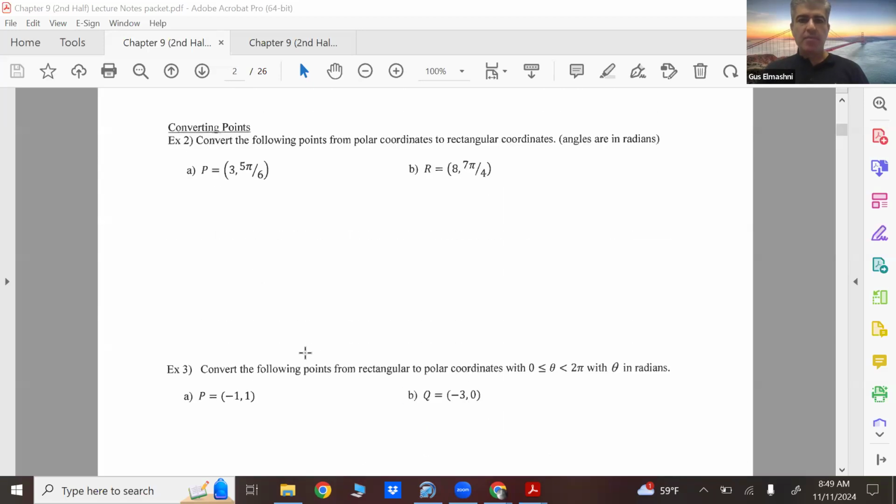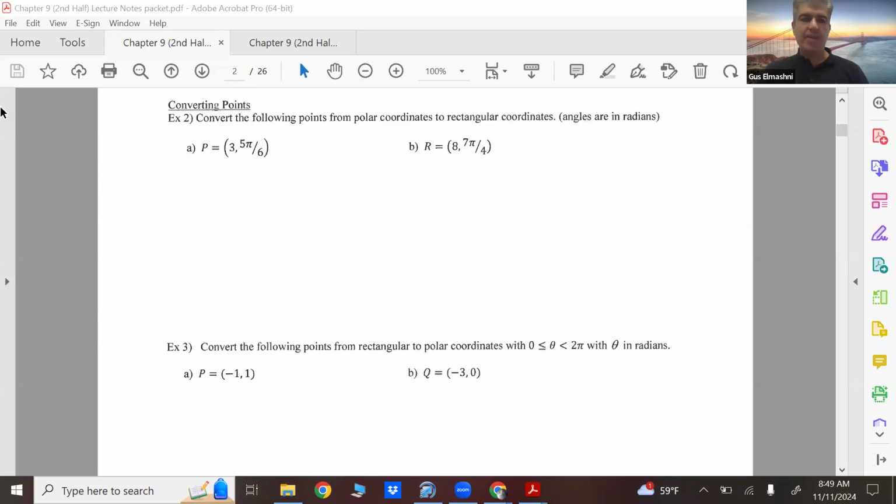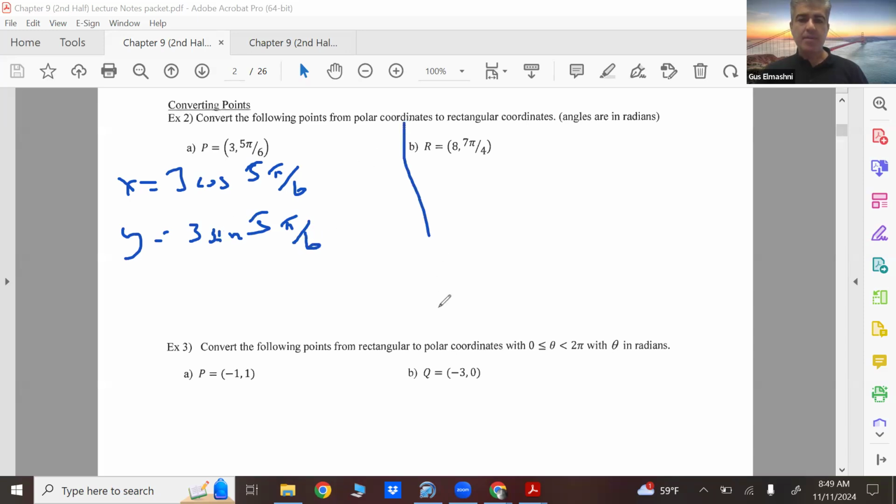Okay. So converting, really simple, right? It's not that hard. You're just going to do x equals 3 cos 5 pi over 6, and y equals 3 sine 5 pi over 6. That's it. It's that simple. 5 pi over 6 cosine is negative root 3 over 2. So it's negative 3 root 3 over 2. And sine is 1/2, so it's just 3/2.